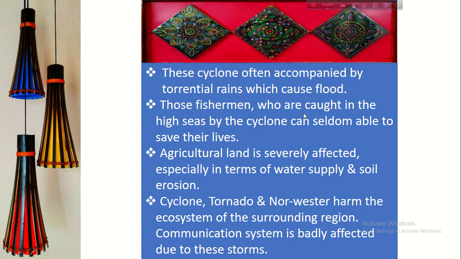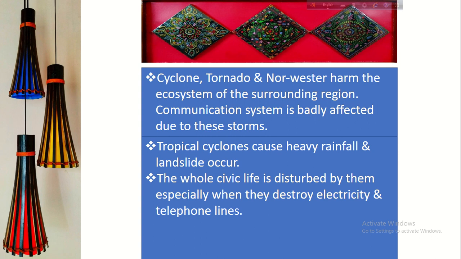Those fishermen who are caught in the high seas by the cyclone can seldom save their lives. Agricultural land is severely affected, especially in terms of water supply and soil erosion. Cyclone, tornado and nor'wester harm the ecosystem of the surrounding regions. The communication system is badly affected due to these storms.